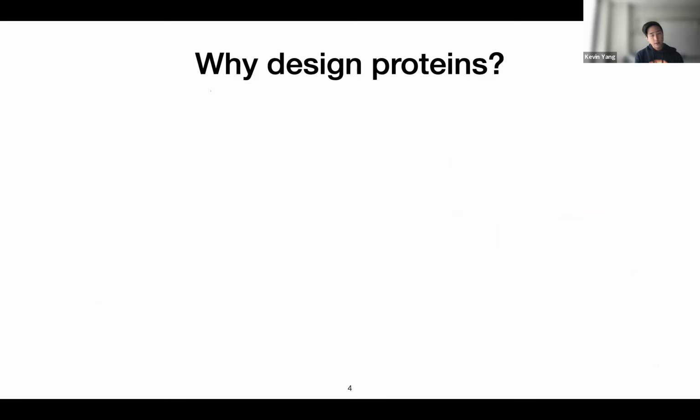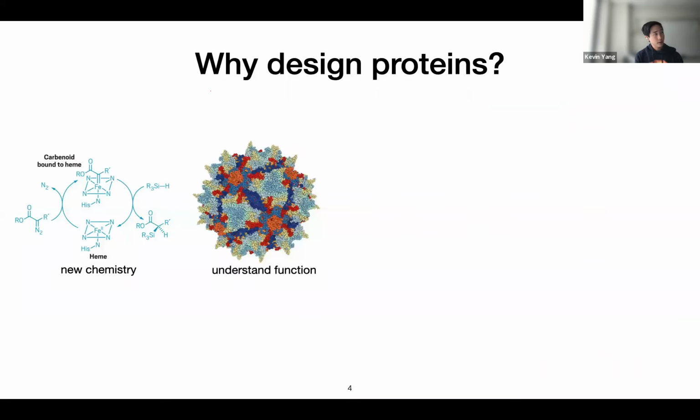And why do we want to design proteins? We want to design proteins because maybe we want to do new chemistry. For example, Frances Arnold's lab a few years back engineered a protein that can make carbon-silicon bonds. We might want to understand function. So this is AAV, which is a virus that is of interest for gene therapy. You want to understand how it gets into the cells it gets into and maybe target it to the cell populations you're interested in modifying.